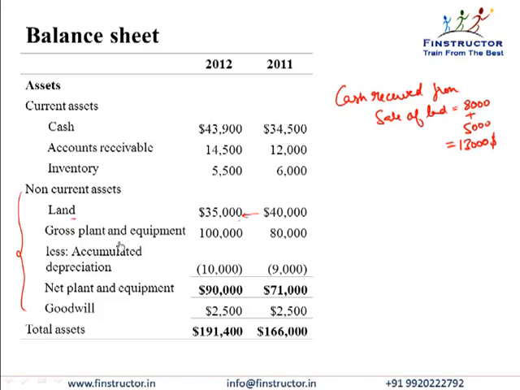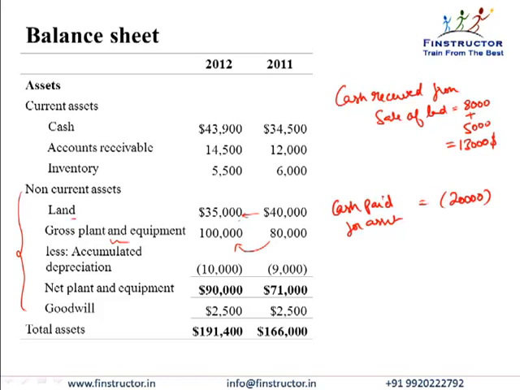I also see that gross plant and equipment has gone up by $20,000, and there is no information about any plant or asset disposal explicitly mentioned in the question or in the footnotes. So we'll conclude that we purchased equipment worth $20,000, which caused an increase in this gross plant and equipment. So cash paid for acquisition of asset is $20,000, which needs to be subtracted to get to the cash flow from investments.